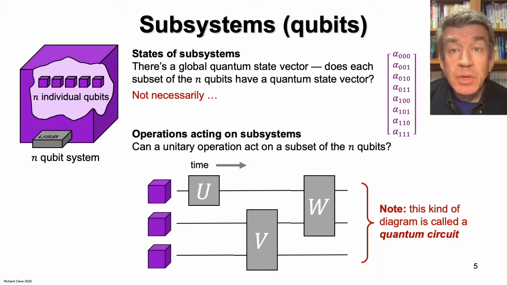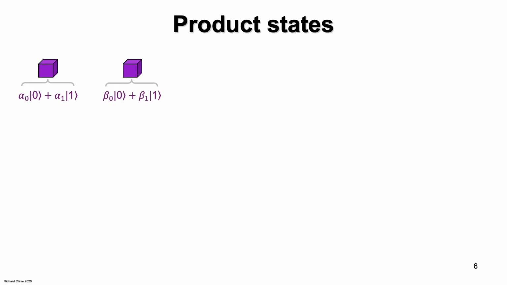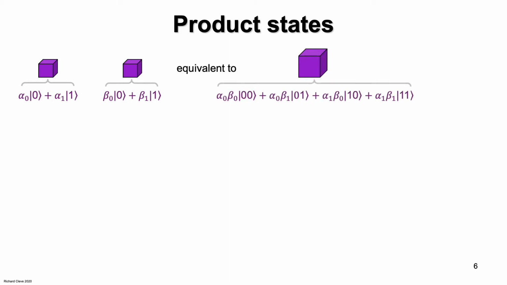Let's get back to the issue of quantum states of subsystems. Remember that I said multi-qubit amplitude vectors do not always have meaningful amplitude vectors for their subsystems. Suppose we build quantum states bottom up, starting with the states of the subsystems. For example, consider 2 qubits in these specific states, with amplitudes alpha 0 and alpha 1 for the first qubit, and beta 0 and beta 1 for the second qubit. We can choose to consider these 2 qubits as one system, a 2-qubit system, whose state is a 4-dimensional vector.